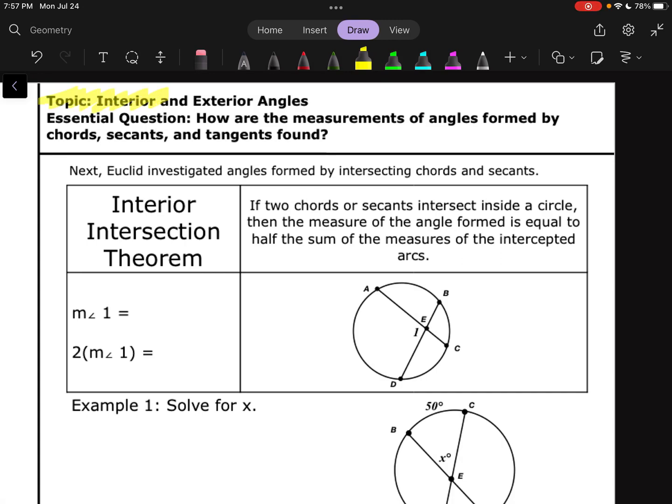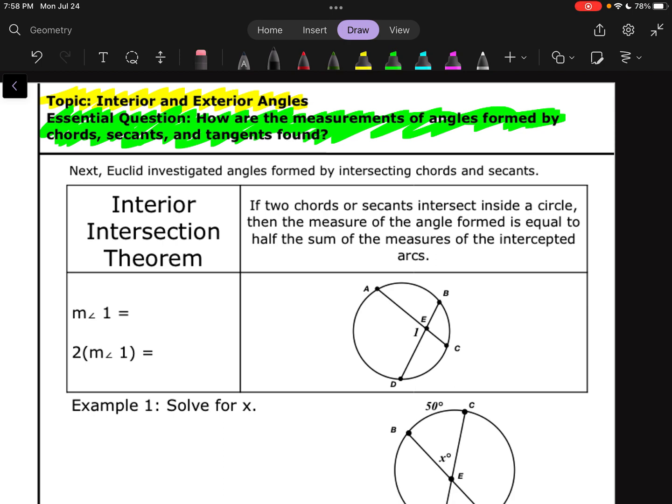Okay, topic for this video is going to be interior and exterior angles in circles. And our essential question is going to be, how are the measurements of angles formed by chords, secants, and tangents found?